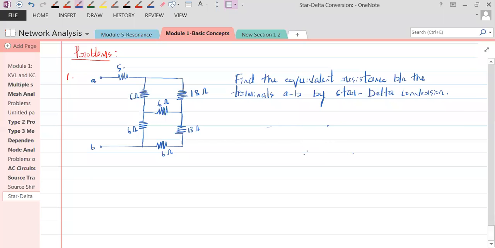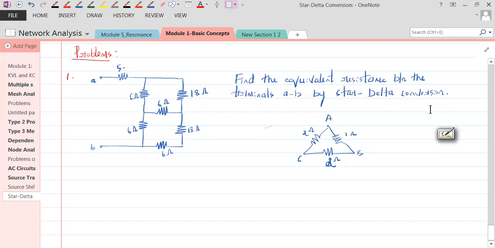For example, if I give you a delta network like this, and suppose this is 1 ohm and 1 ohm, or let's say this is 1, this is 2, and this is 3, or let's make this also 2 ohms, and this is A, B, C. Suppose I ask you to find the equivalent resistance of the circuit, where exactly would you find it?